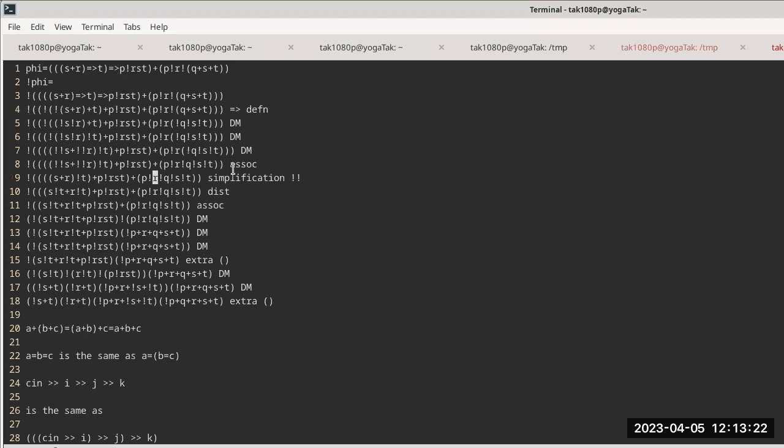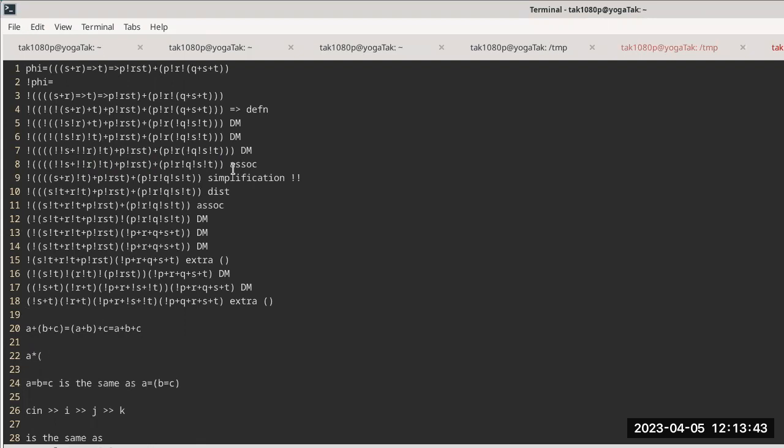All right, so between line 8 and line 9, we did some simplification, getting rid of the double negation. And then from here to here is distribution. So this is where distribution can happen. So when you want to apply distribution, let me describe distribution here.